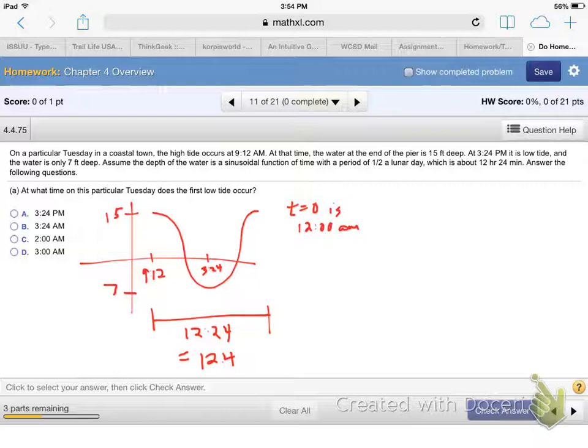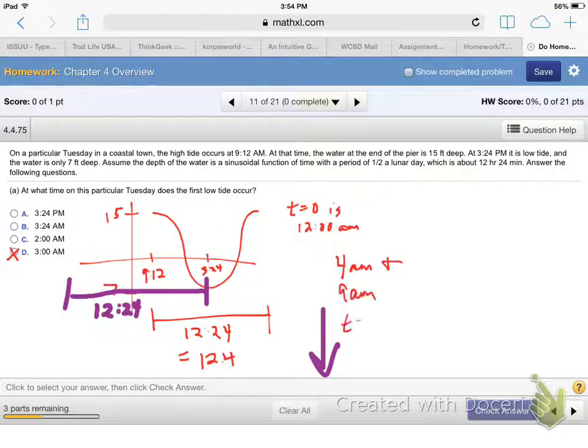There's the setup. Now the next piece is a couple of questions. At what time does the first low tide occur? Well, we could just back up from our low tide at 3:24 a full period to the next low tide, because a full period takes you from peak to peak or valley to valley. So when we have a low tide, a full period will take you back or forward to the next low tide, and vice versa. If you have a high tide, your next high tide is a full period later. So if we go back 12 hours and 24 minutes, we end up at 3 a.m. So that answers that first question.